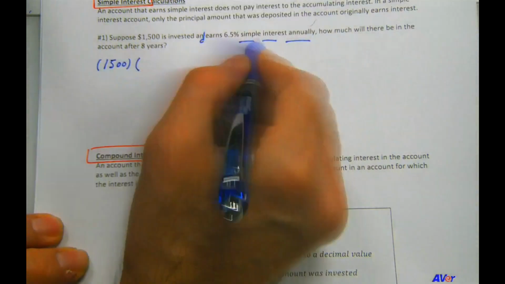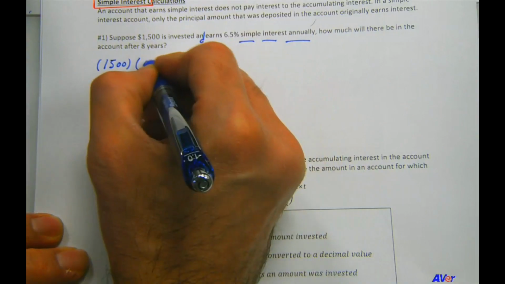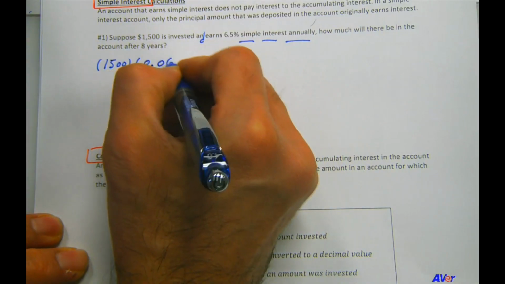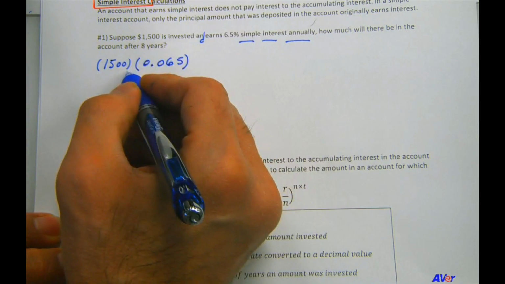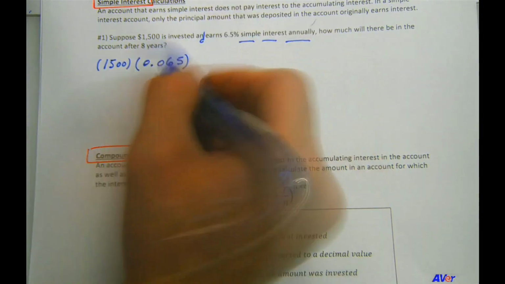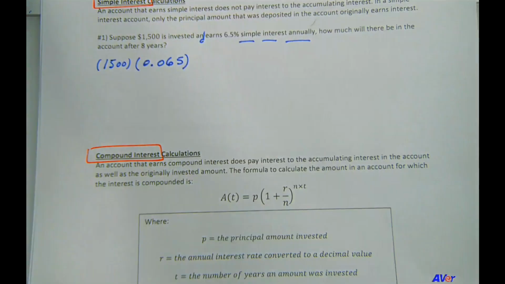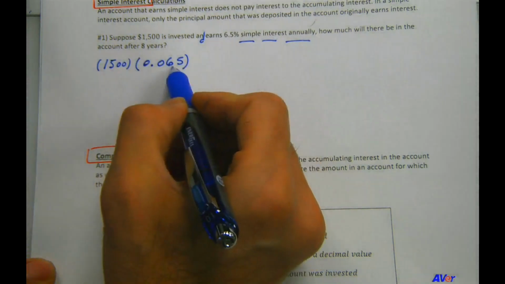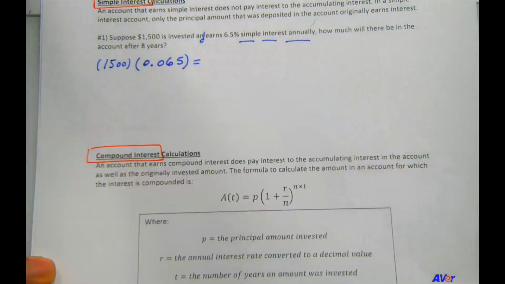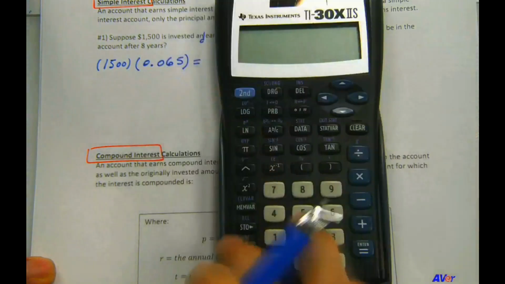So $1,500 times 6.5%, that would be 0.065 converted to decimal. When we calculate these numbers, we need to convert from percentage to decimal. Remember, percentage is usually used for reporting something, not for calculating. Sometimes, it's very rare, but there are some formulas where the formula accepts the value as a percentage, but not here. So we convert to decimal. 6.5% is 0.065 times 1,500. So I'm going to need my calculator here.